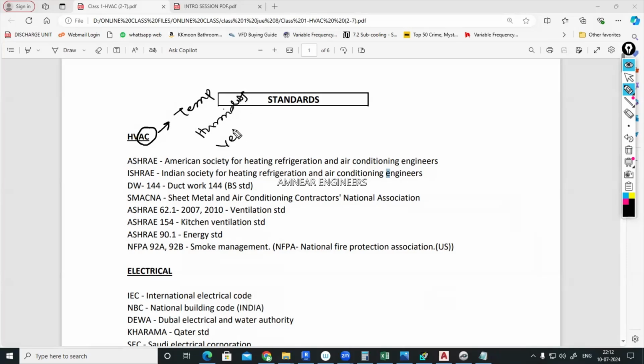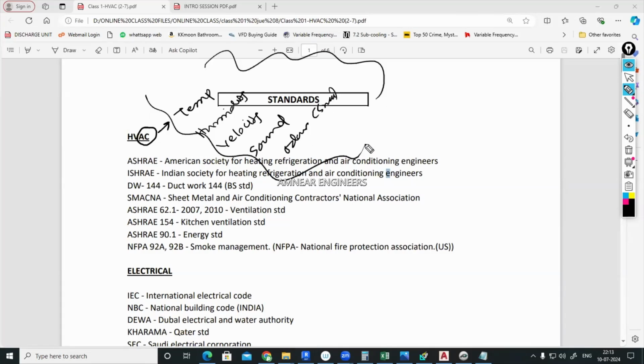Then the velocity of the air that we are delivering through the space has to be kept to a minimum, because when the air velocity is very high, it may create a draft effect. We also have to consider the sound it may create, and we have to keep the sound to a minimum. And also odor, smell. Smell can be a problem. All these things have to be maintained.